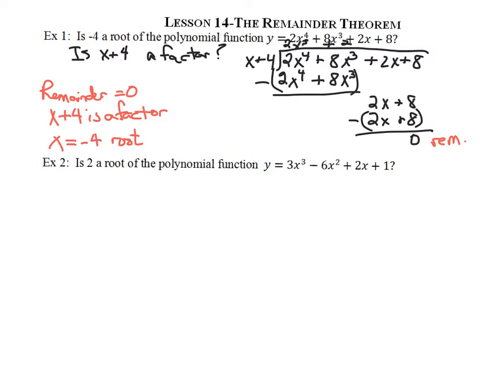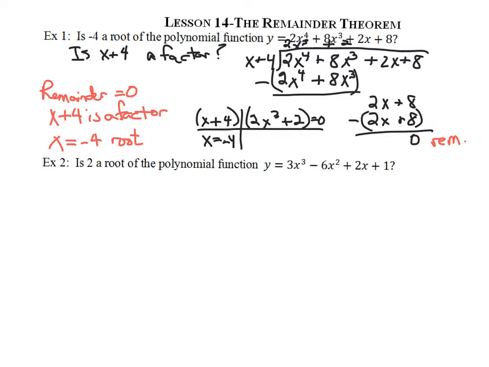Also remember that once I found this factor of x plus 4, this polynomial could be rewritten as x plus 4 times the quotient, which was 2x to the third plus 2. If I wanted to find the roots, I could set that equal to 0, and solving, I see that yes, x equals -4 is one of the roots.